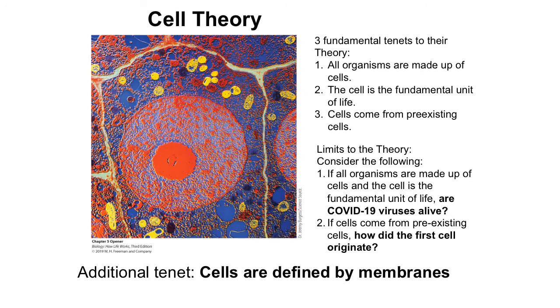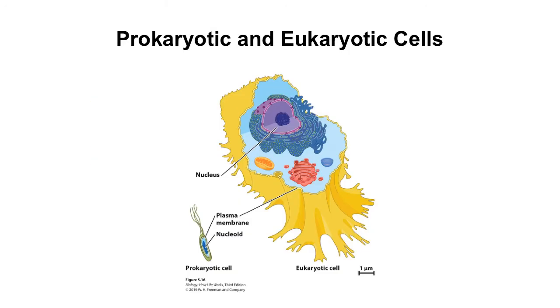Now, it is important by now to appreciate the fact that there is an additional tenet in cell theory, and this arose from modern biochemical observations that cells are defined by membranes. Careful and systematic microscopic observations of cells, coupled with biochemical analysis, revealed that there are two basic types of cells based on fundamental differences in organization: the prokaryotic versus eukaryotic cells.